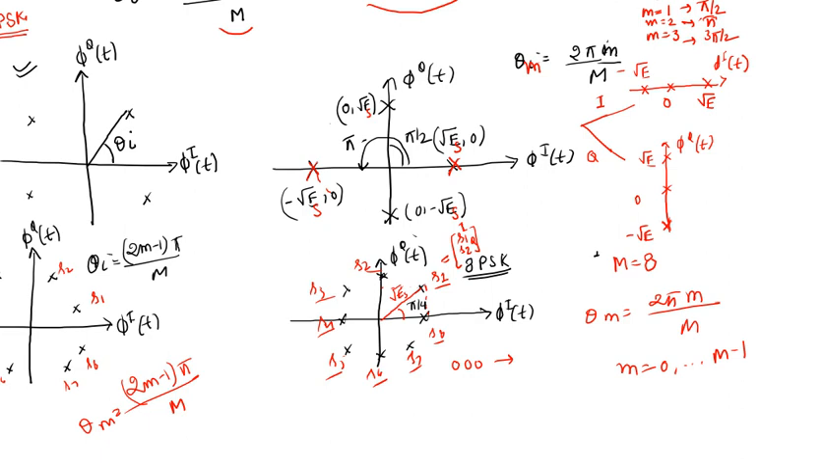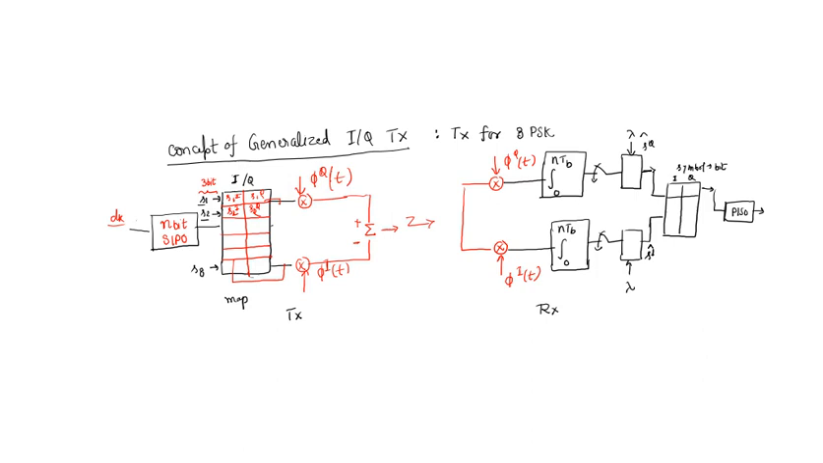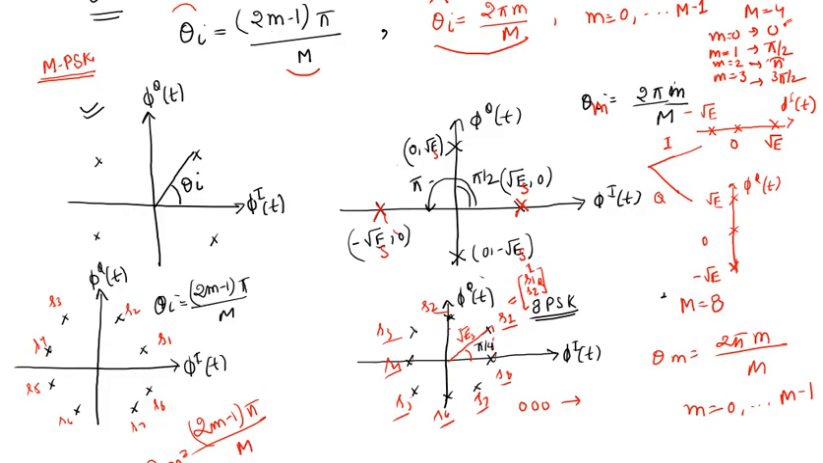So the question is how to design a transmitter. Once we have the constellation at our disposal, how can we design a transmitter? For this we will see the concept of a generalized IQ transmitter, in-phase quadrature phase transmitter, and it applies to all possible PSK schemes. So what you have to do is first decide the mapping of your bits to the symbol. So your bit stream is coming. Now you have to decide, based on the constellation, what bit pattern you want to map to which symbol.